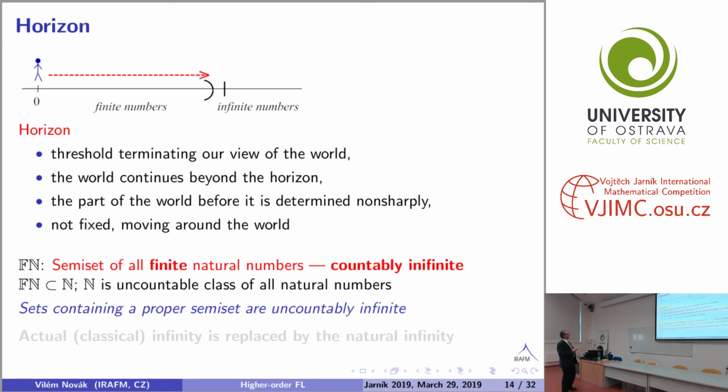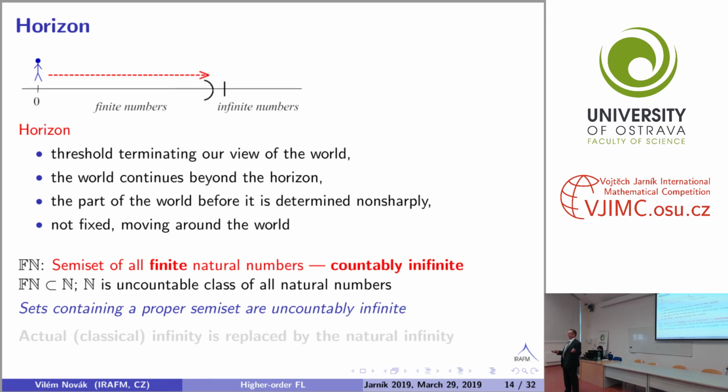And on the basis of that, we can consider the class of natural numbers, and this class is divided into two parts: finite natural numbers and infinite natural numbers. Finite natural numbers form a semiset, and this is infinite because it has no last element, and we say that it is countably infinite. But otherwise, the class of all natural numbers is uncountable. This is quite reasonable, I think.